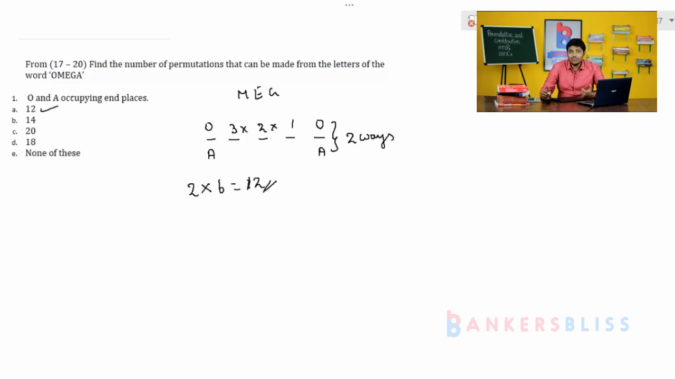2 into. In the middle, how many ways can you arrange? 3 factorial ways you can arrange. 3 factorial means 6. So 6 into 2, 12. So option A is the right answer. Okay, let's move on to the next problem.